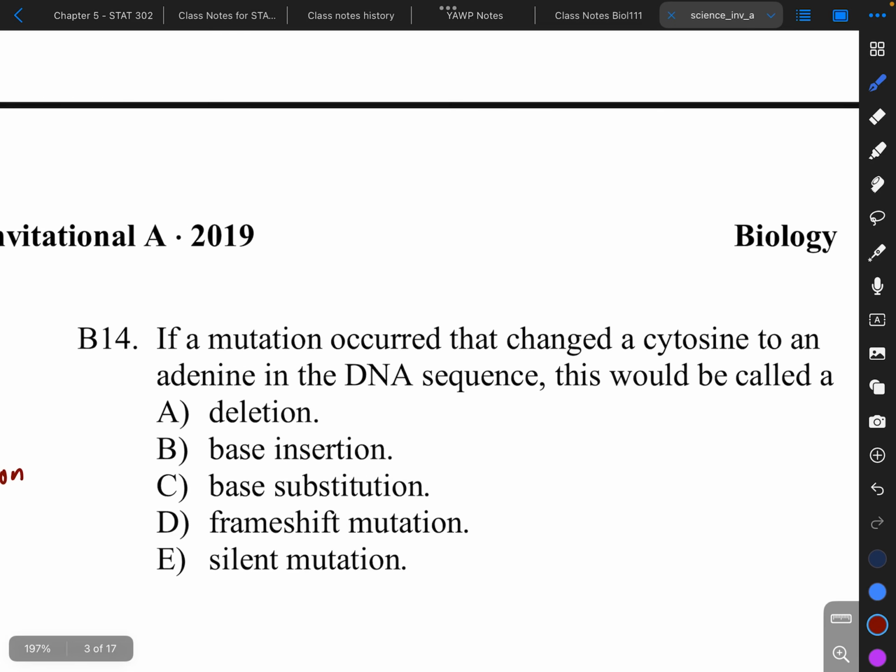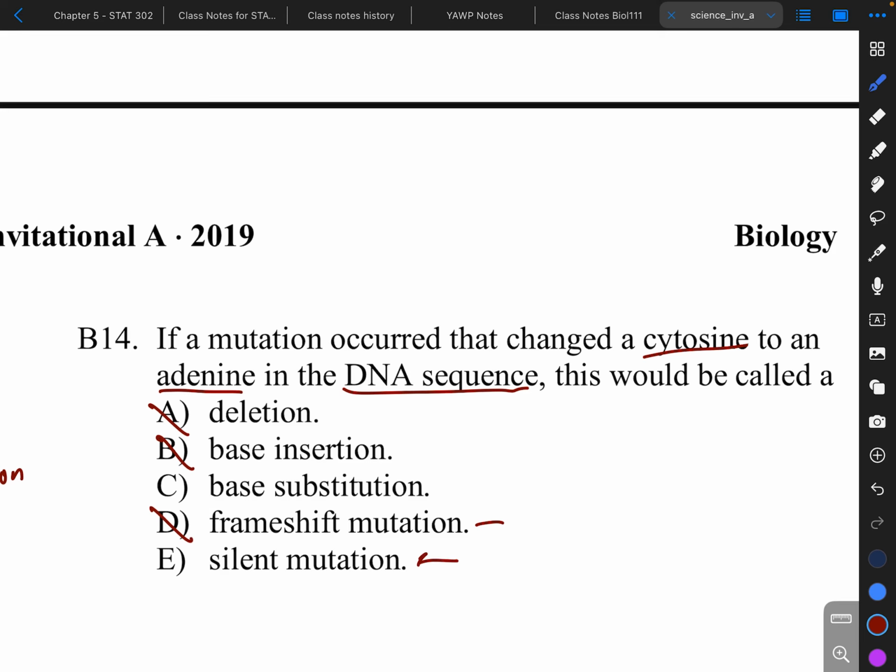For 14, if a mutation occurred that changed a cytosine to an adenine in the DNA sequence, what would that be called? So if we're changing one base to another, we're just substituting that base. We're not adding a new one, we're not deleting one. So we can remove anything that talks about adding or deleting bases. Deletion is what it says, the deletion of a base. Insertion is the insertion of a base. A frameshift mutation occurs because of a deletion or insertion. So all three of those do not have anything to do with swapping one base for another.